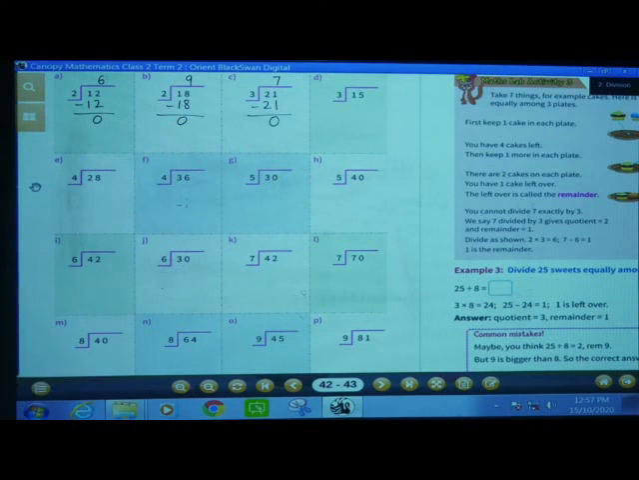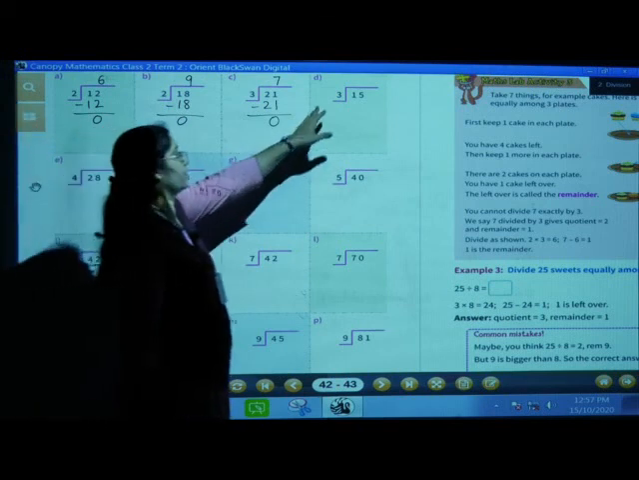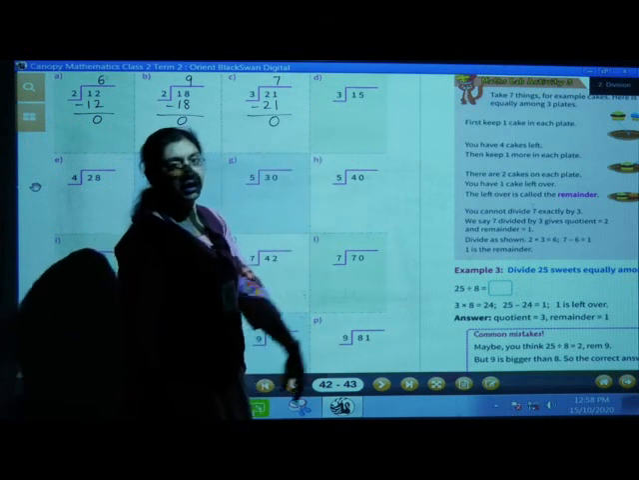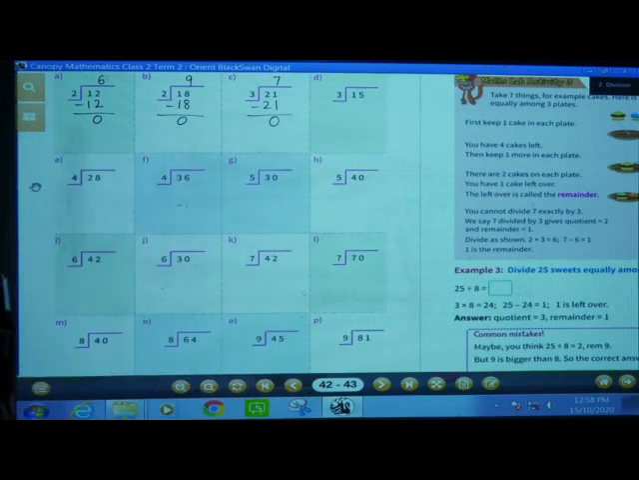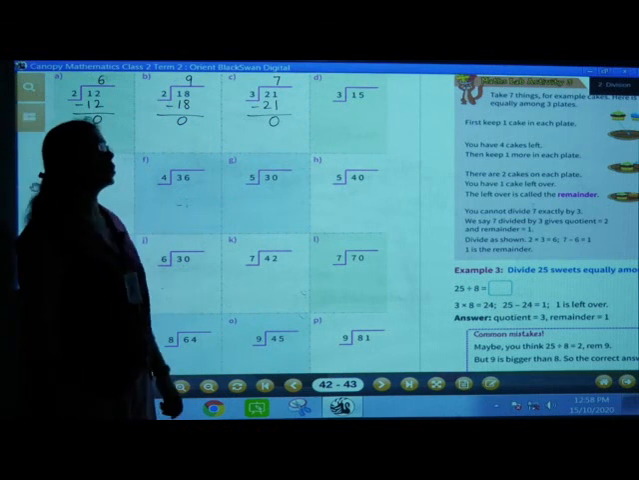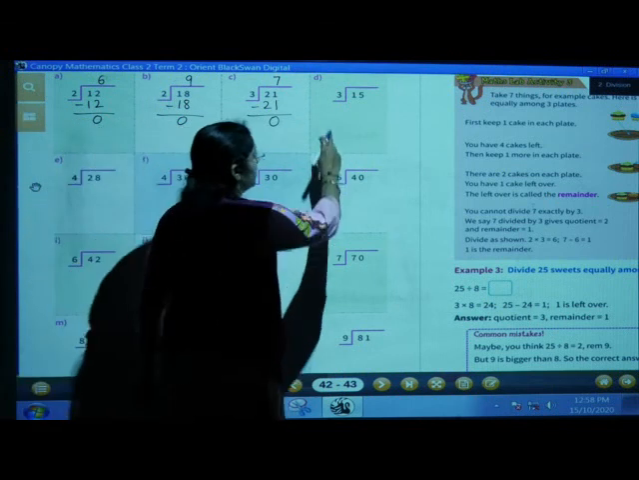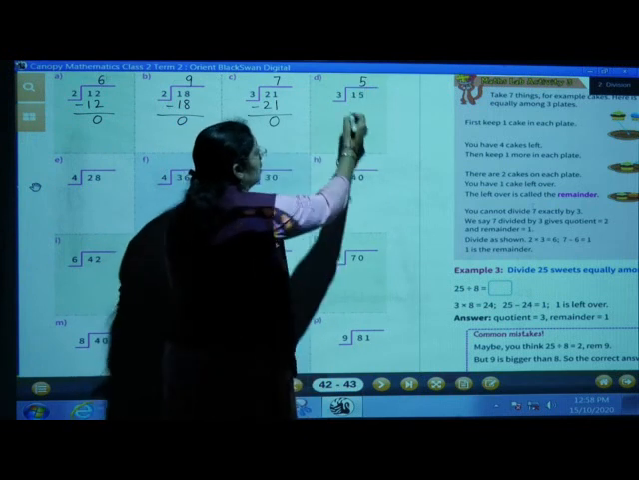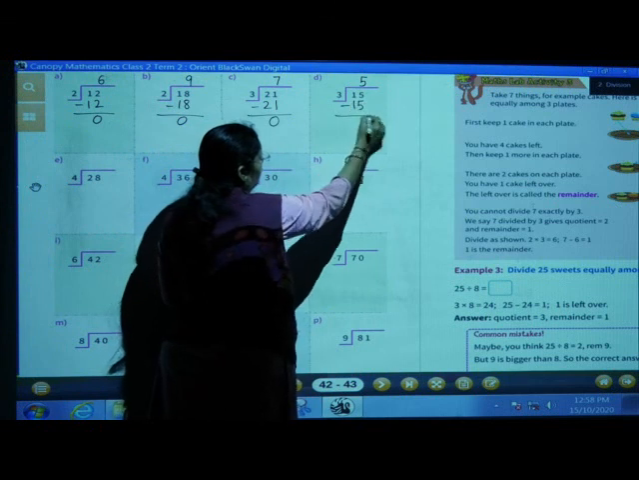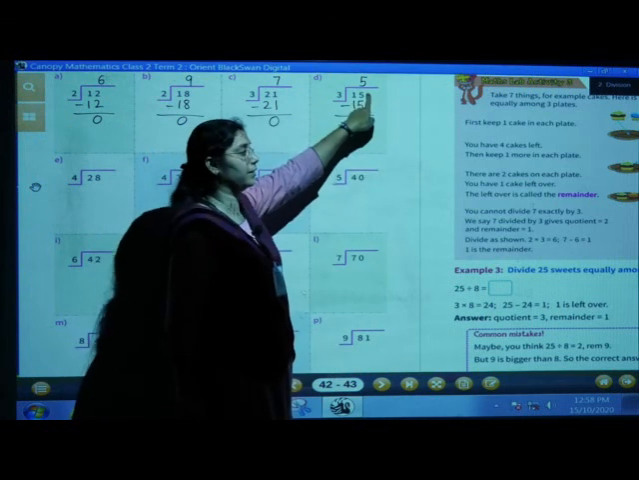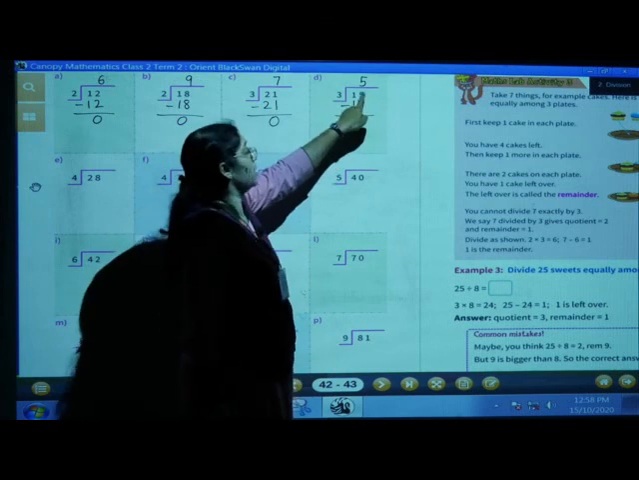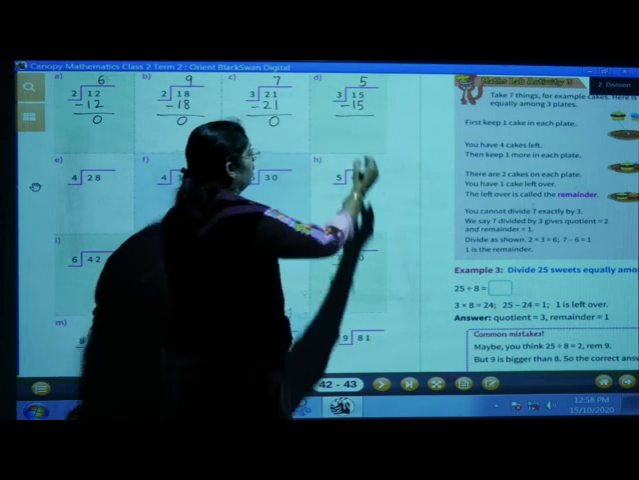D number 15 divided by 3. Say table of 3 till you reach 15. 3 ones are 3, 3 twos are 6, 3 threes are 9, 3 fours are 12, 3 fives are 15. So write 5 in the ones column and write 15 below this dividend and then subtract 15 from this dividend, means 15 minus 15, 0.